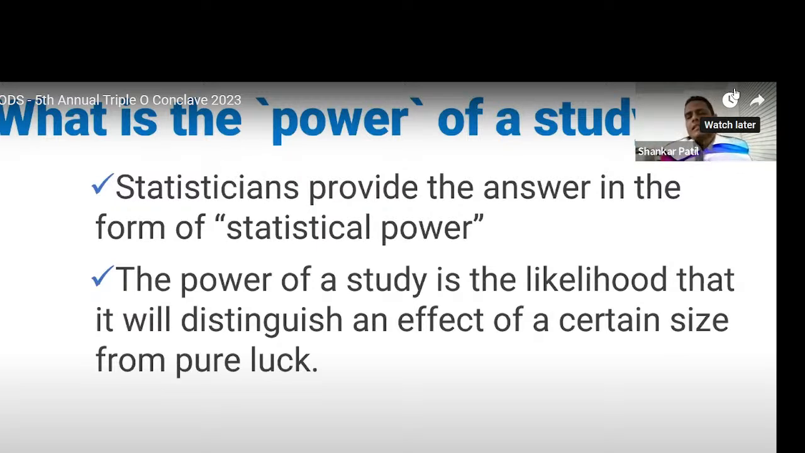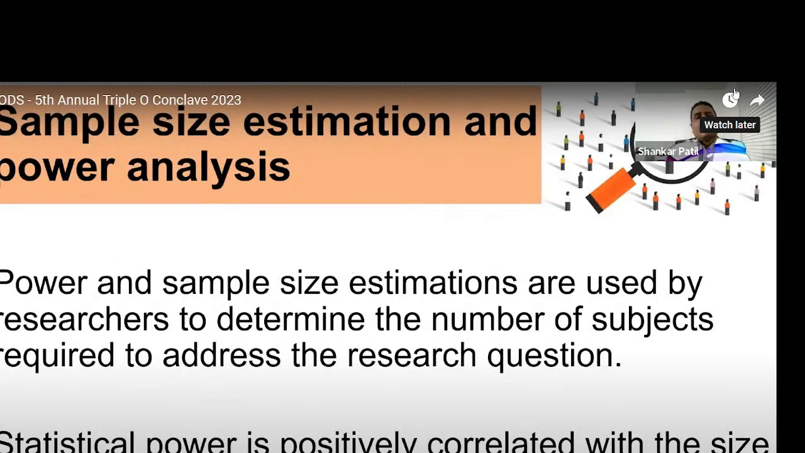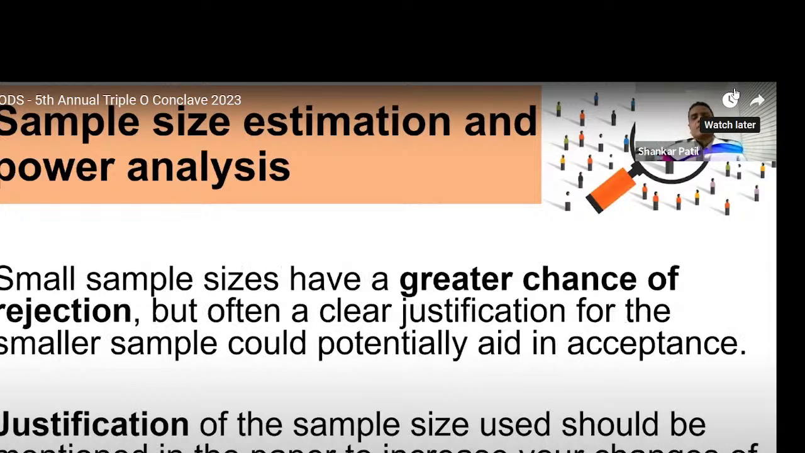Because in many articles which I review, the sample size is very, very small, and that is why many times we have to reject the manuscript because of the low sample size. And you have to do the power analysis. The statistical power is positively correlated with the size of the sample. So how to determine the power analysis? Your statistician will need to address it, and he will do the calculation. Small sample sizes have a greater chance of rejection. That is my personal experience as an author and as a reviewer also.